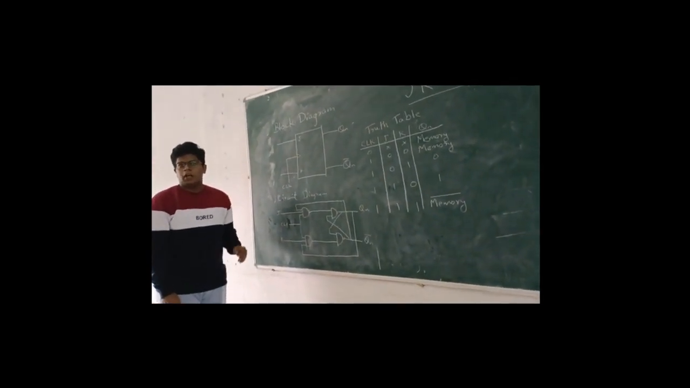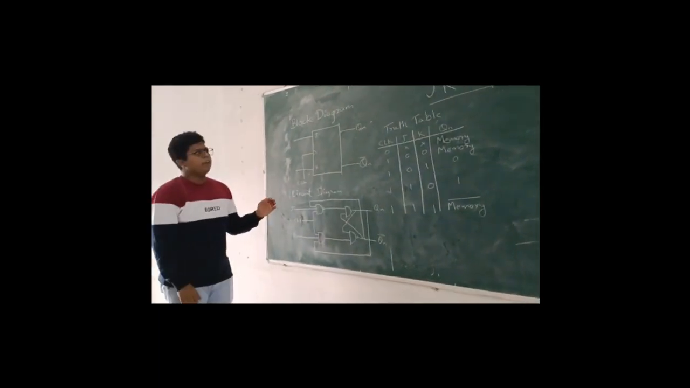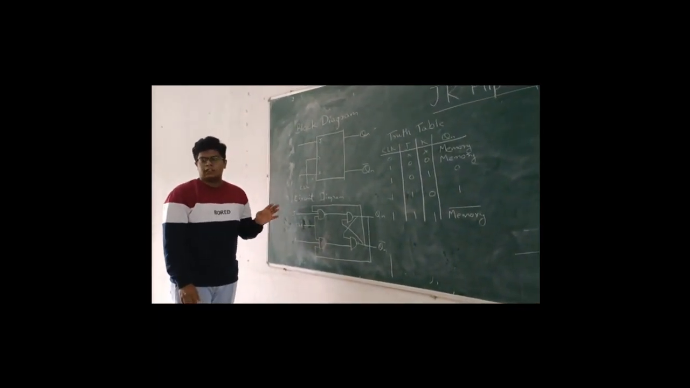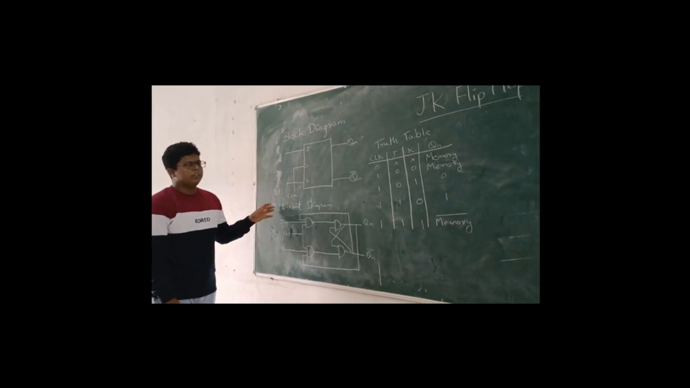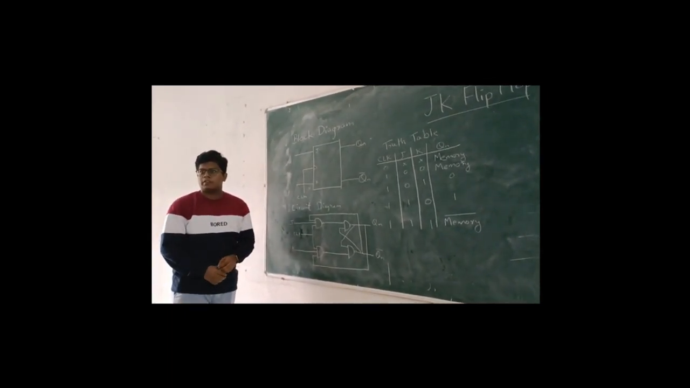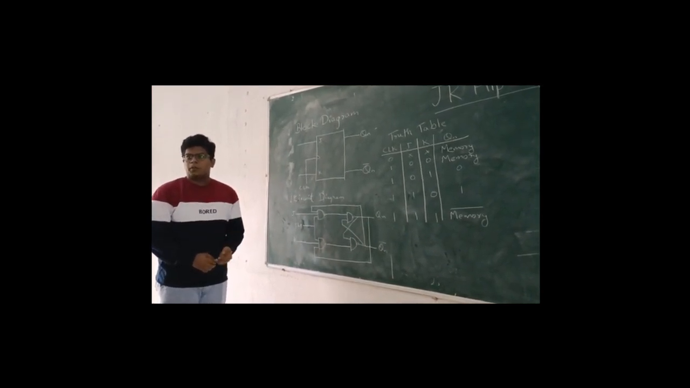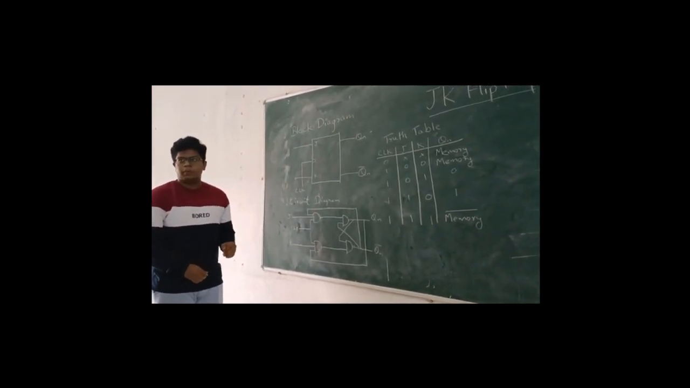JK flip-flop. The JK flip-flop is made by two people. One of them is Jack and another one is King. Both have modified the previous SR flip-flop, in which the 1-1 condition, which gives the invalid output, has been changed in this flip-flop.